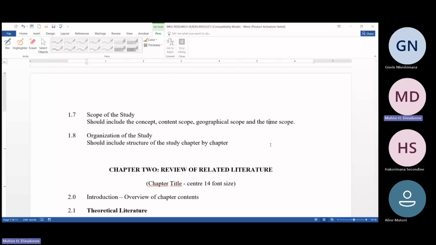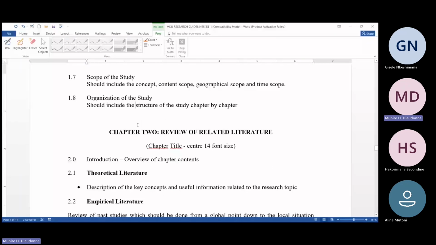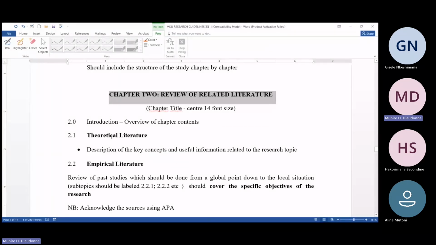Then chapter 1 will end on organization of the study, which will show in chapters what will be there in those chapters. Then lastly, we have chapter 2, which is review of related literature, where we have introduction and also literature review.